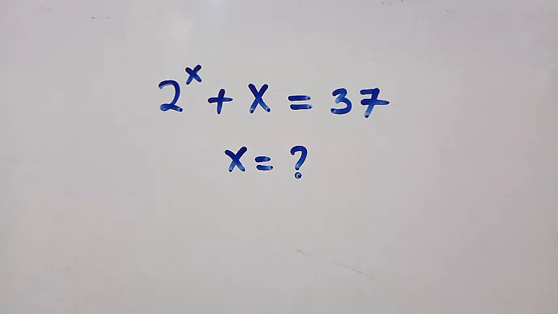How to solve these nice algebraic equations? We are given 2^x + x = 37. By this time, you might have guessed what the answer is. But let's see how we can solve these beautiful equations.